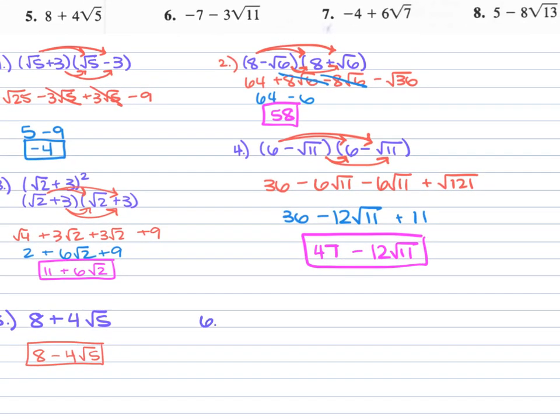For 6, the complex conjugate of negative 7 minus 3 square root 11. So we're keeping the two terms, just changing the sign between them. So this is negative 7 plus 3 square root of 11.